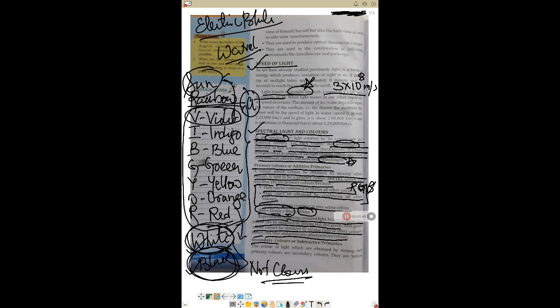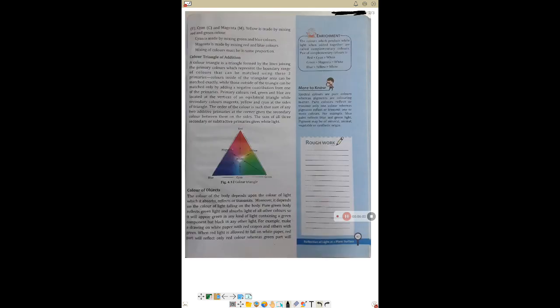Hence, red, blue, green are called primary colors. Understand? Now, what are secondary colors? Secondary colors are also called subtractive. Additive, you were adding them, mixing them, and that's why you are getting the other colors. Now, what are secondary colors? The secondary colors, the colors of light which are obtained by mixing two primary colors are secondary colors. They are yellow, cyan, and magenta. So, yellow, cyan, and magenta.